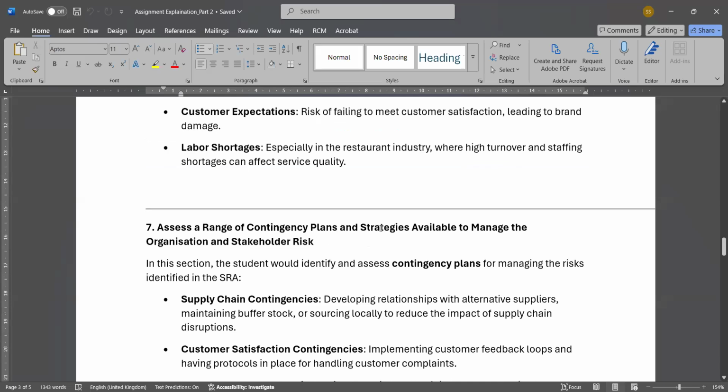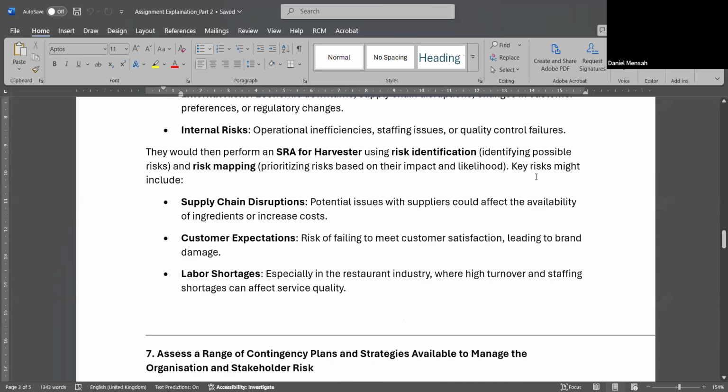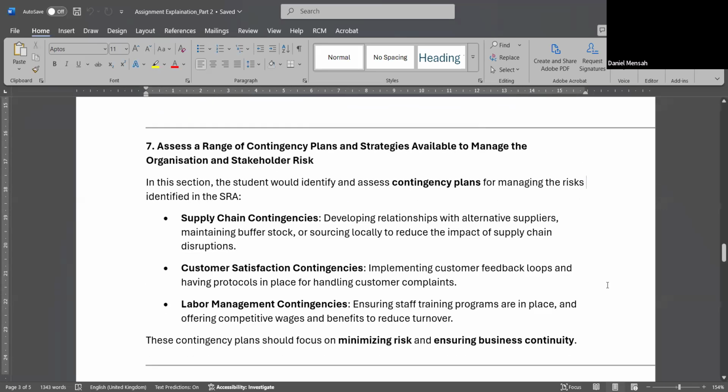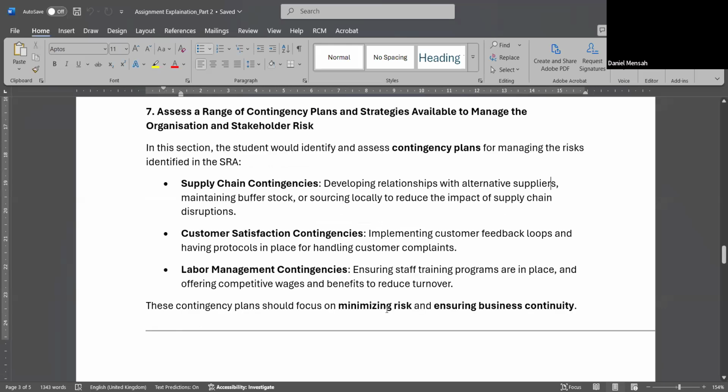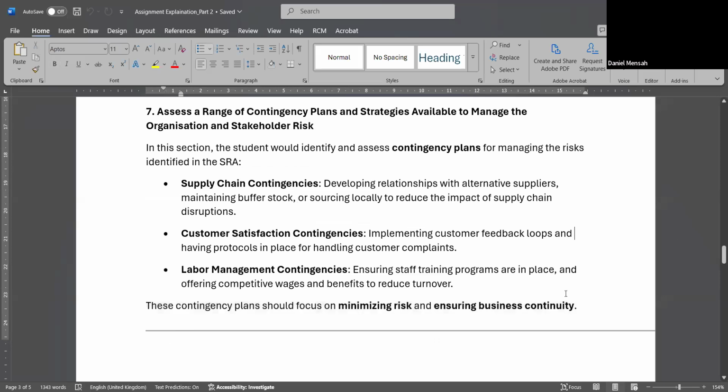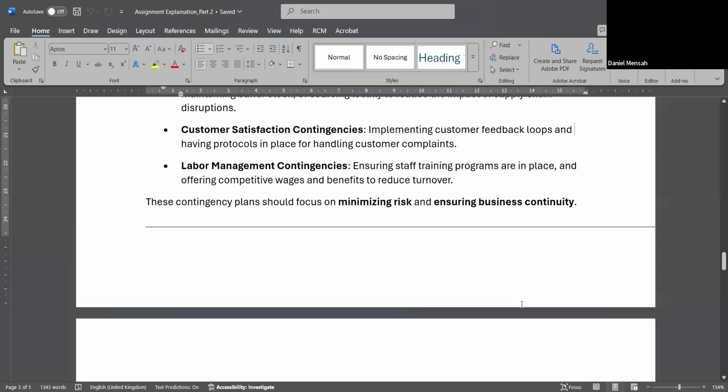Yeah. So instead of repeating, if you are devising mitigation strategies here and devising mitigation strategies there, then it's going to be redundant work. So these contingency plans should focus on minimizing risk and ensuring business continuity. Okay, when you minimize risk, it means it helps you to continue your business without disruption.